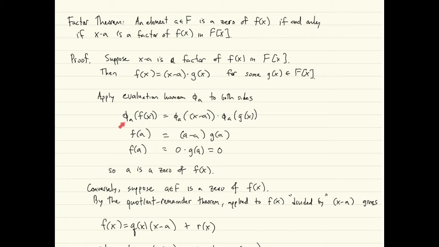Now, phi_a of f(x), by definition, is just f(a). That's what phi_a does: wherever there's an x, substitute in a. Very simple. Similarly here, when we substitute in a for x, we get a minus a, and that's 0. Substituting in a for x in the other factor just gets g(a). We don't know what the value of g(a) is, but it doesn't matter because 0 times anything is 0 in any ring. And so we get that f(a) is equal to 0, and that's what it means to say a is a zero or a root of f(x). That's what we were trying to show: if x minus a is a factor of f(x), then a is a zero.